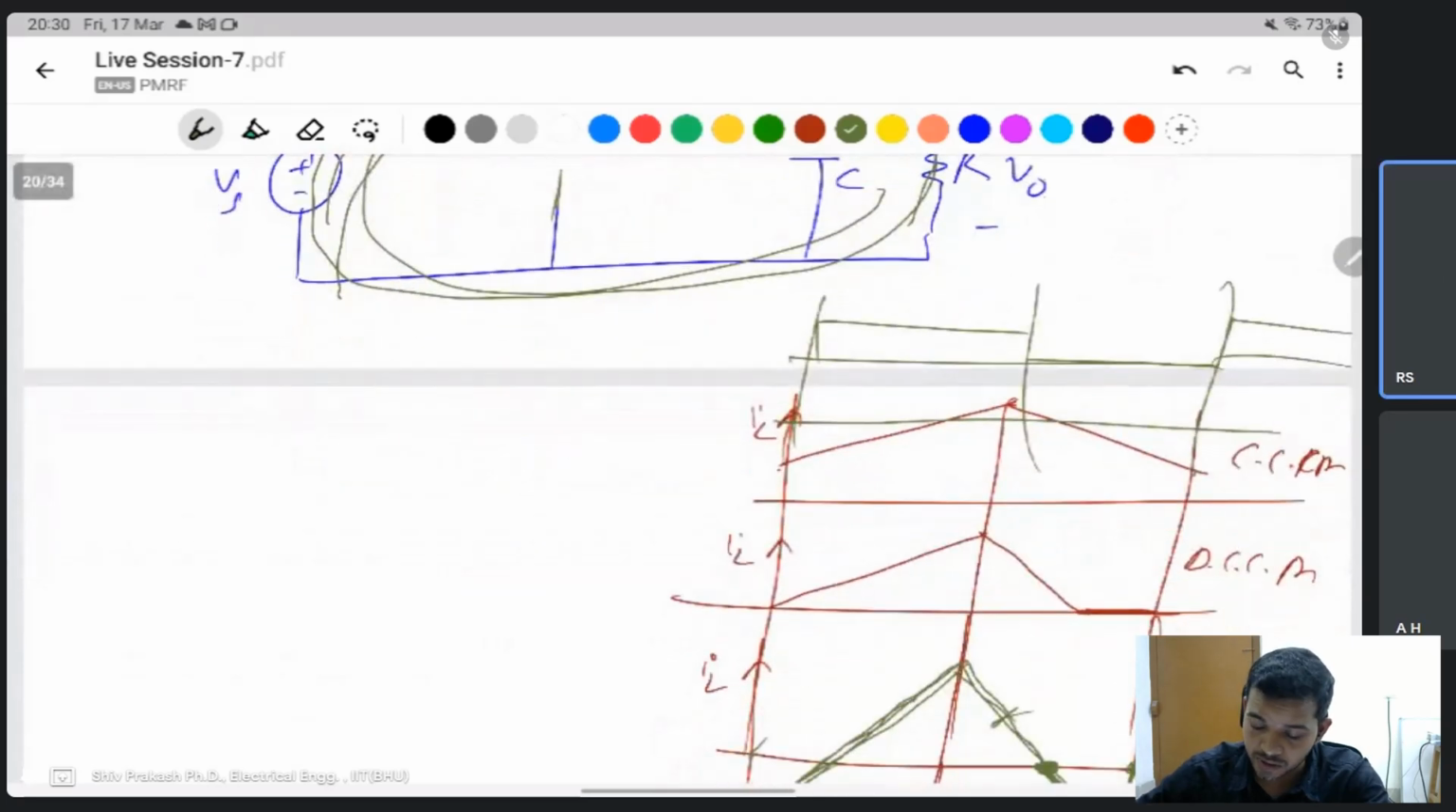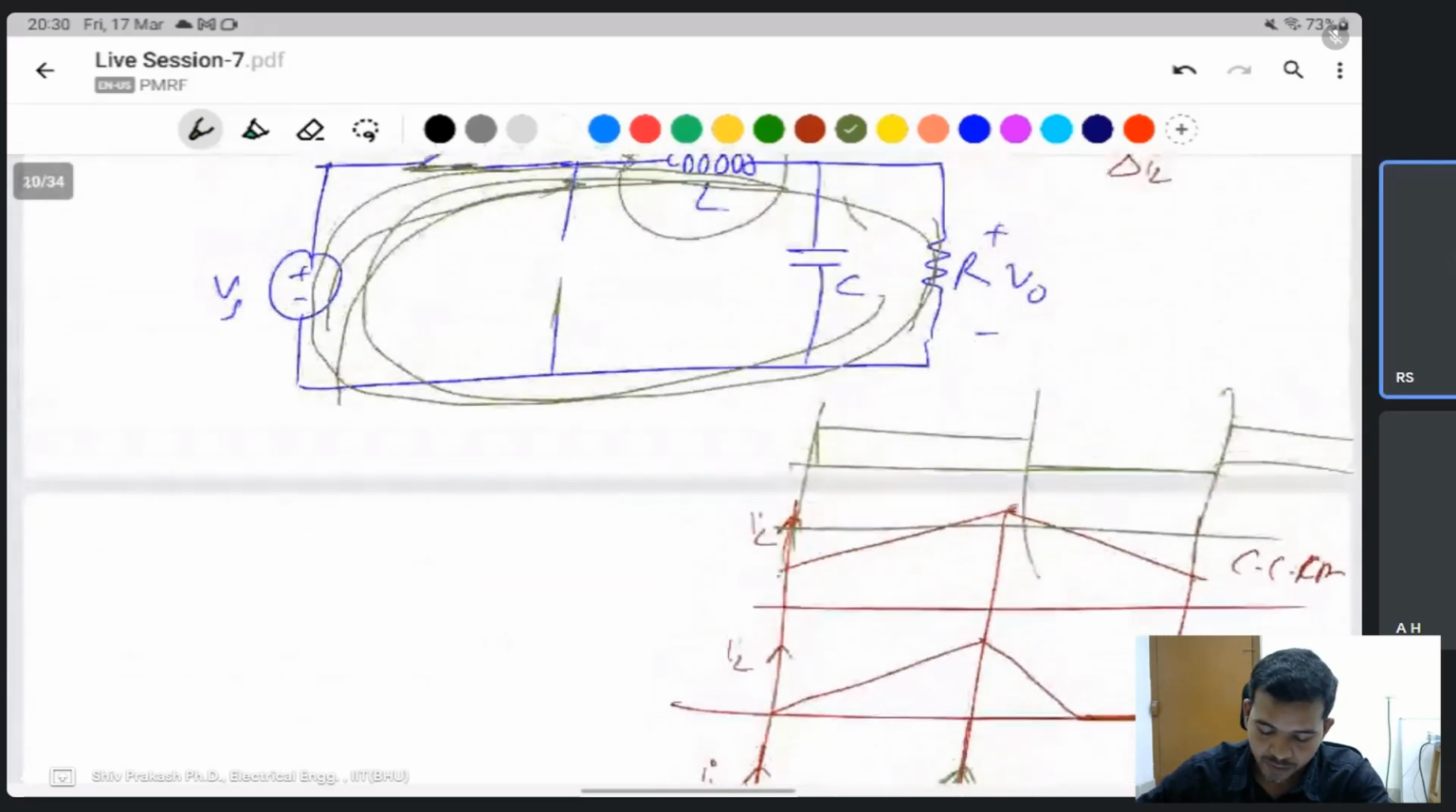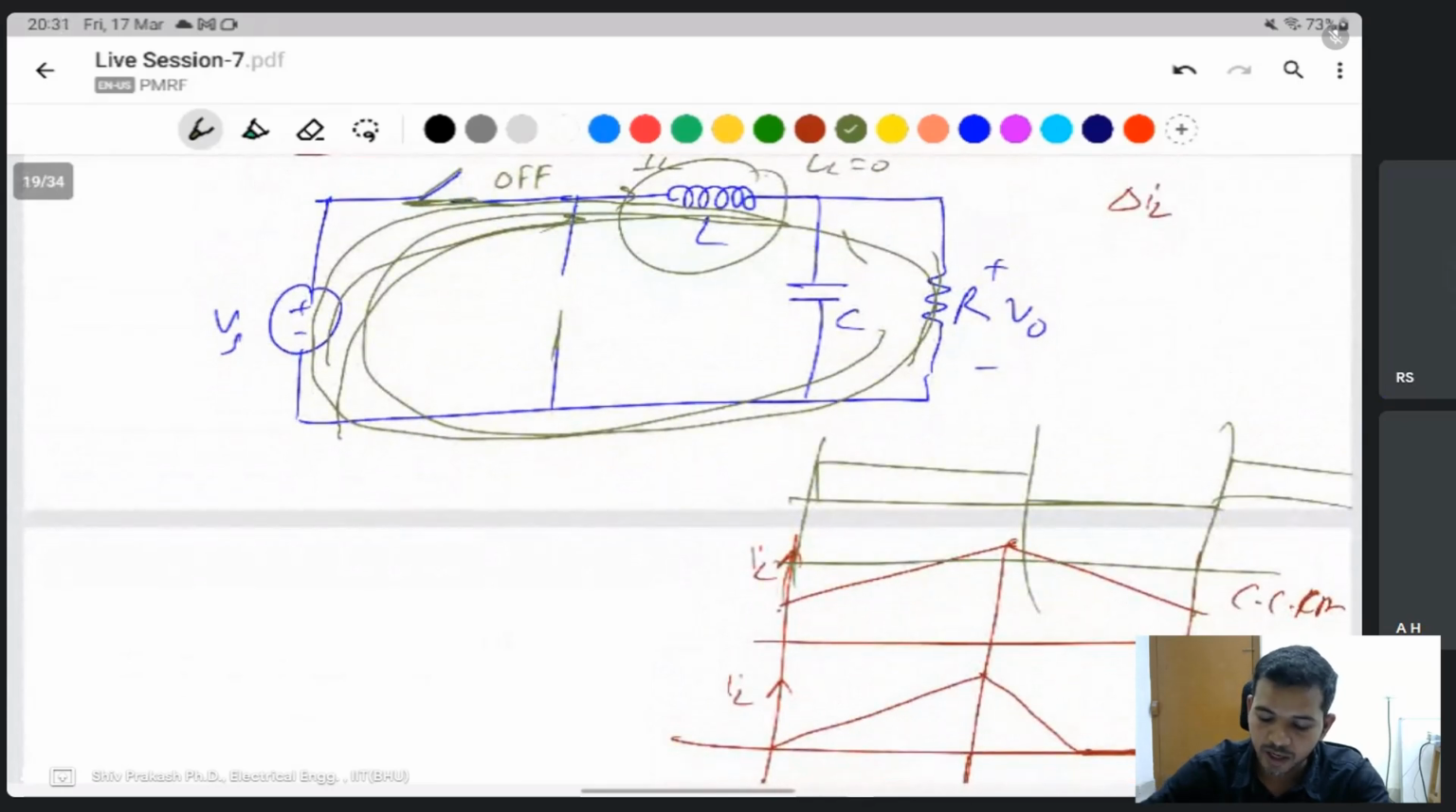So do you understand this one? Here, because of the switch, this capacitor supplies to the inductor. Yeah, capacitor and load.